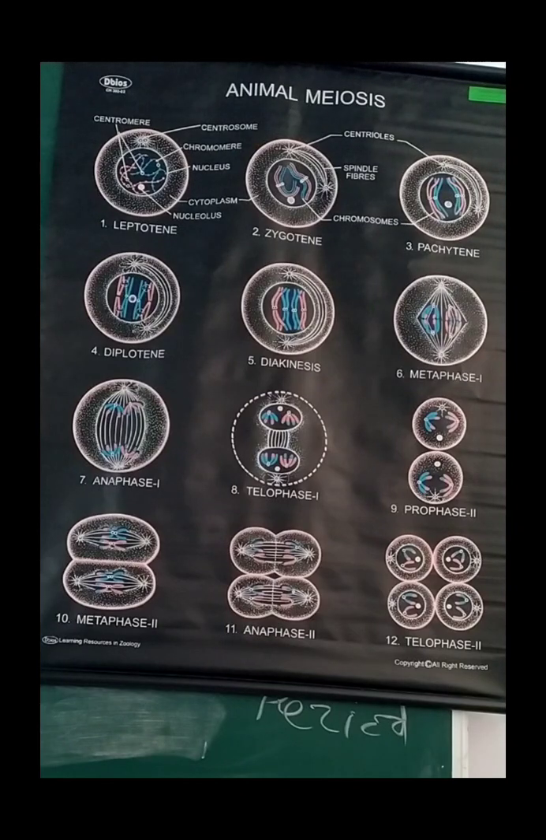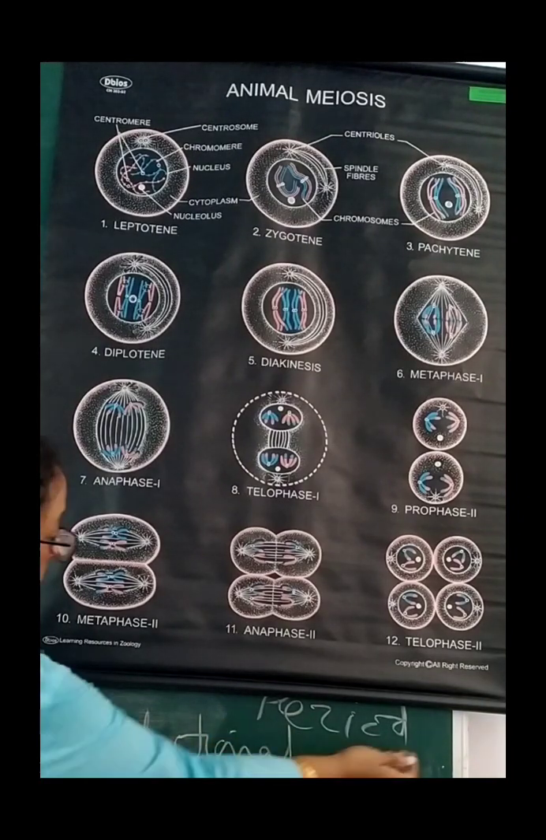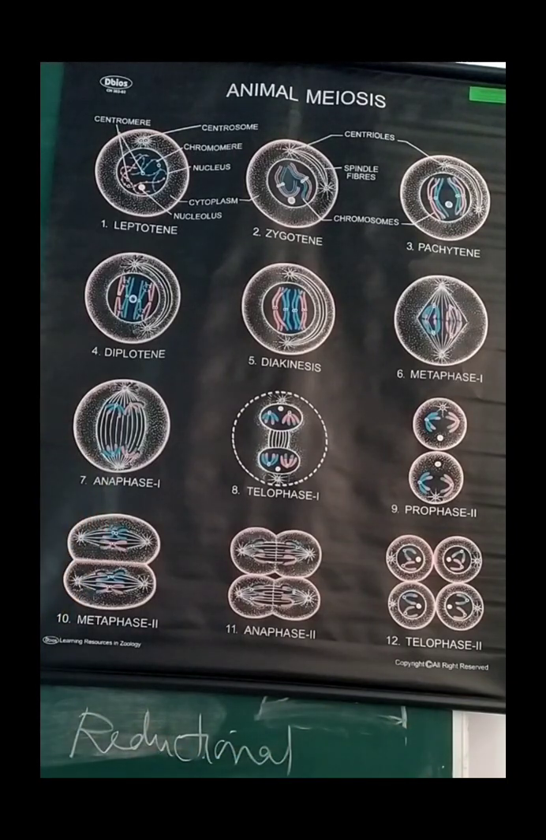So meiosis is a special form of cell division which reduces the chromosome number in such a way that each daughter cell receives only one set of each kind of chromosome. So this is called a reductional division. So meiosis is called a reductional division. Why? Because the chromosome number is reduced to half. So what are the essential features of meiosis?